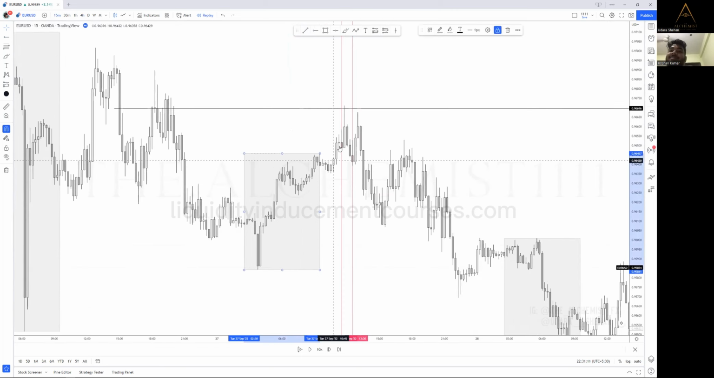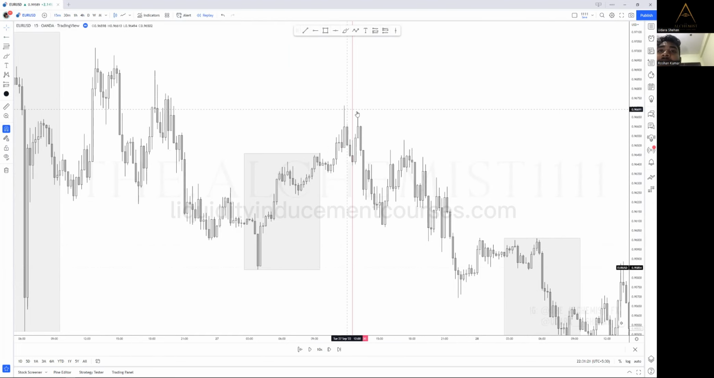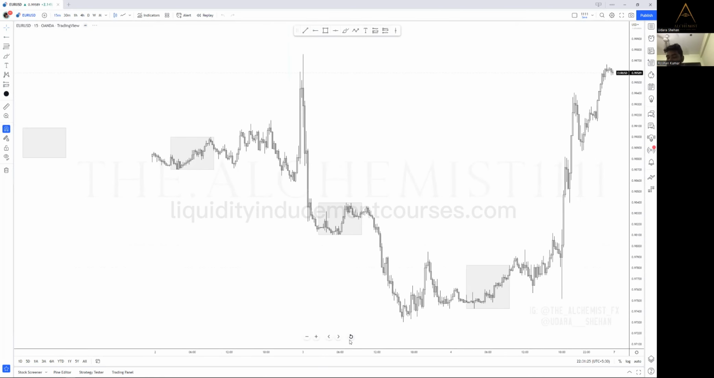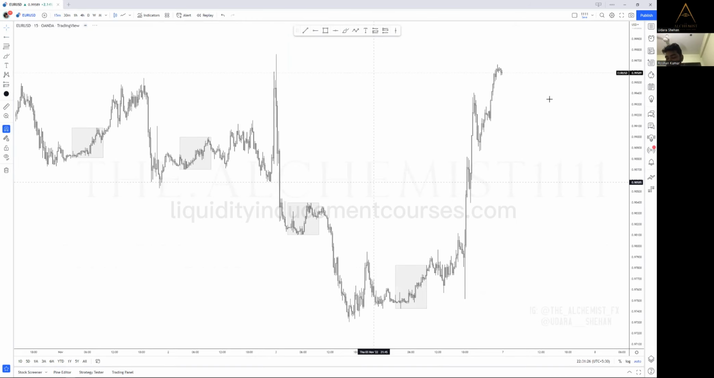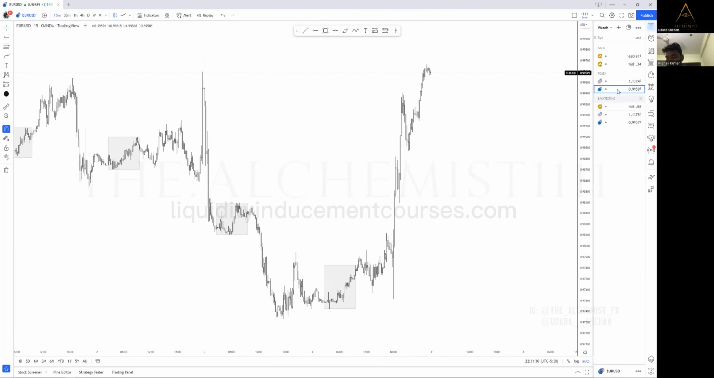Asia, false run in the opposite direction. At this time of the day, what happened? Tapped right into the 4 hour rejection block. There comes the drop. Okay, so you understand that setup, right? I hope it was clear. Okay, so on Euro USD, it works like magic for some reason. You have setups almost every single day with this.